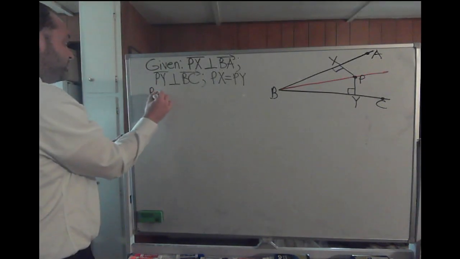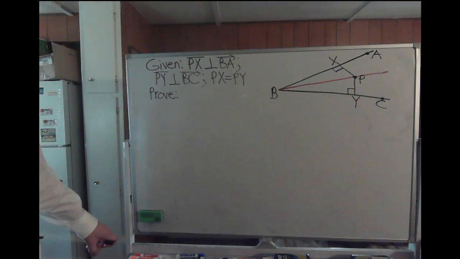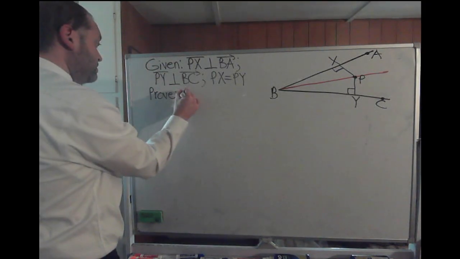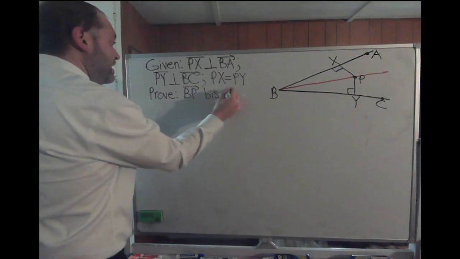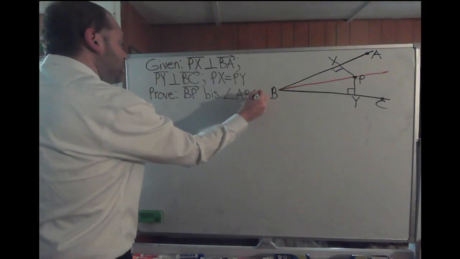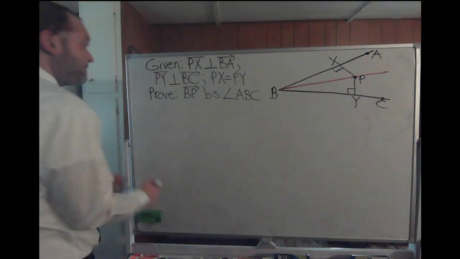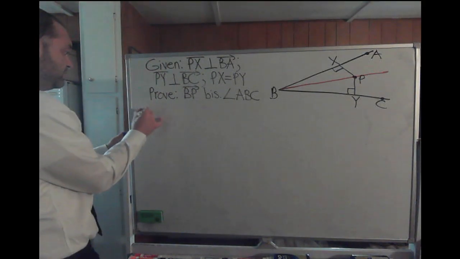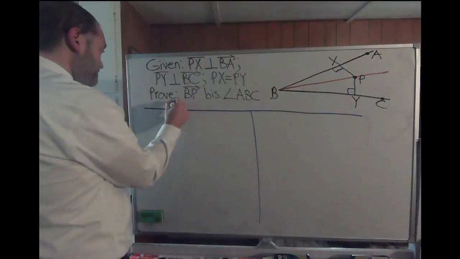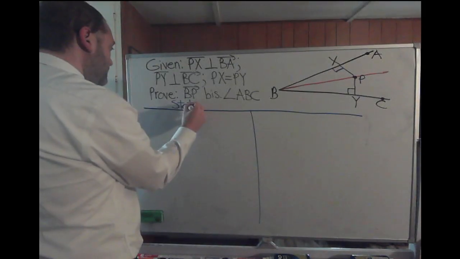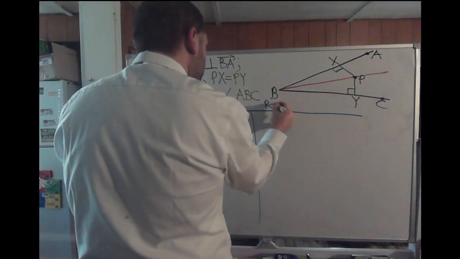What we have to prove this time is that ray BP bisects angle ABC. So that proof looks like a doozy, but it won't really be that bad. So let's go ahead and set up our columns here. Final proof, everyone, then we're done with the lesson. So we have statements and reasons.